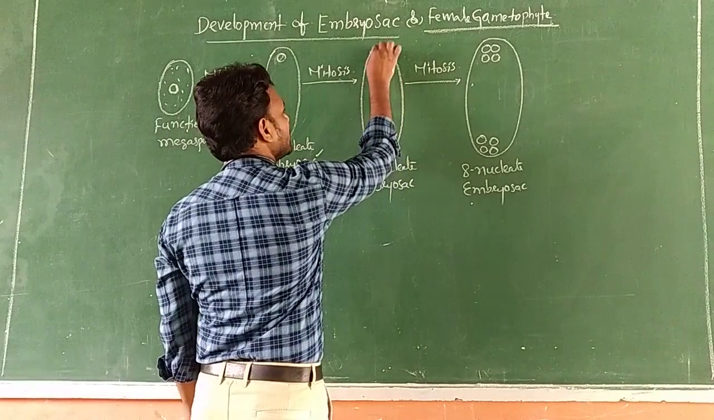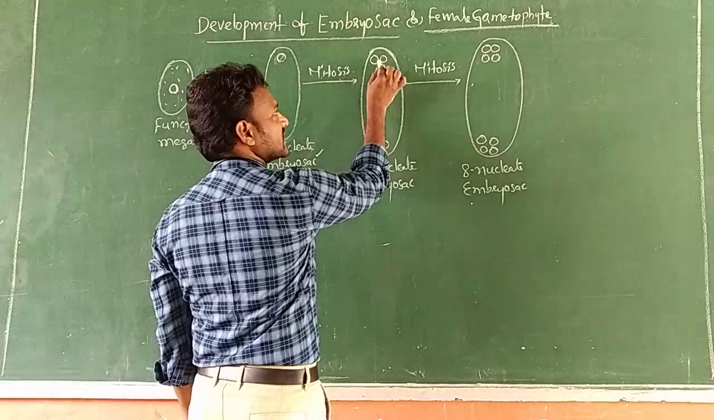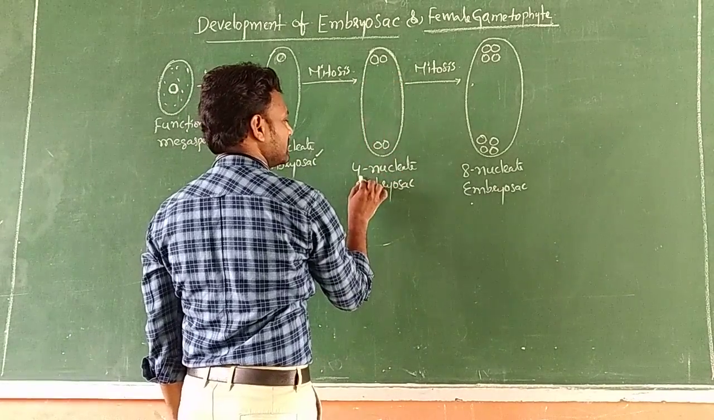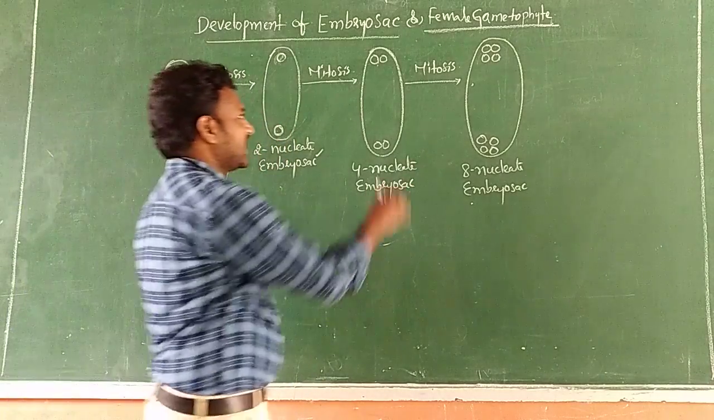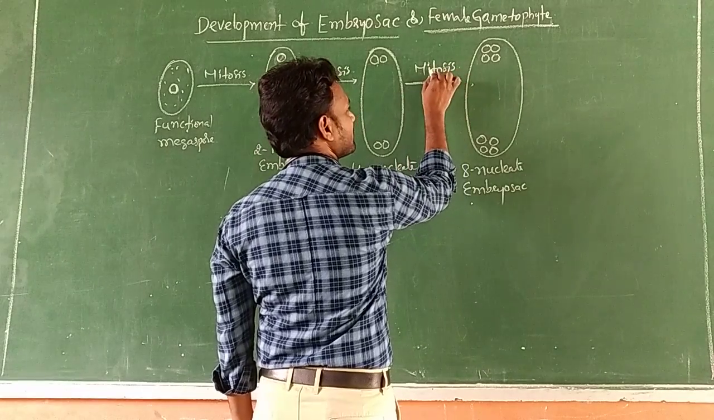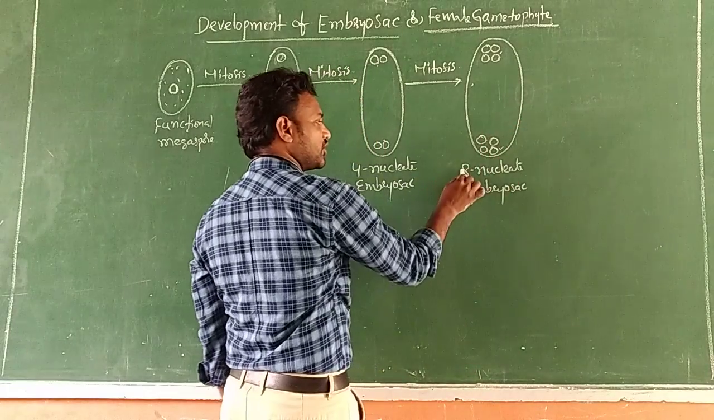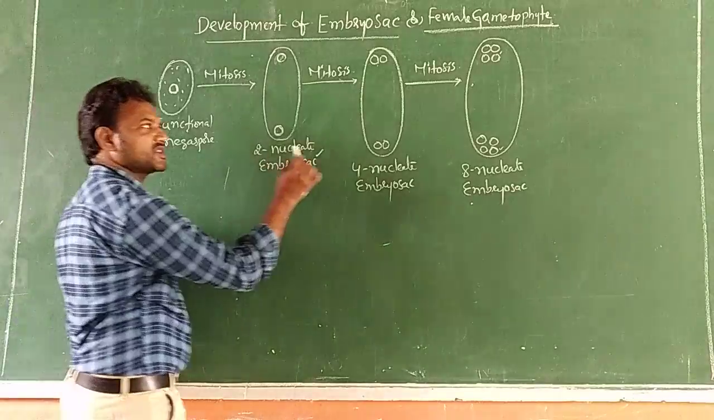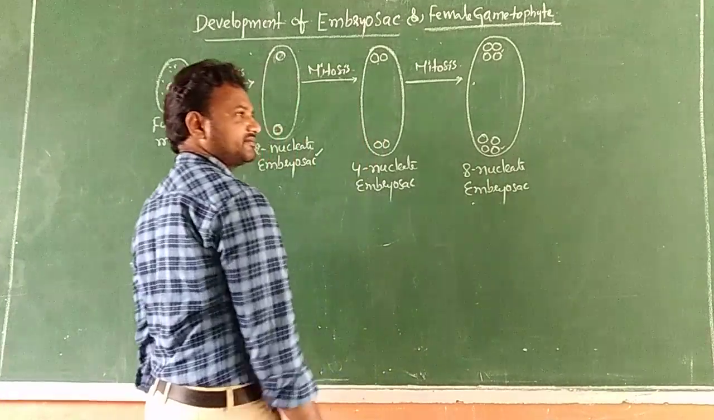Then you observe here the second one. These two nuclei again undergo mitosis. So here two nuclei, here two nuclei. Total four nuclei. This is a four nucleate embryo sac. And these nuclei again undergo mitosis. Formation of how many? Here four nuclei, here four nuclei. Total 8 nucleate embryo sac. This is the two nucleate, this is the four nucleate, this is the 8 nucleate embryo sac.